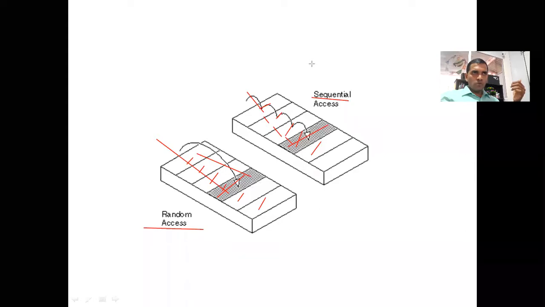Okay, so this can be asked in the exam. Try to understand these two access types: direct access and sequential access. There are two different methods for accessing files.